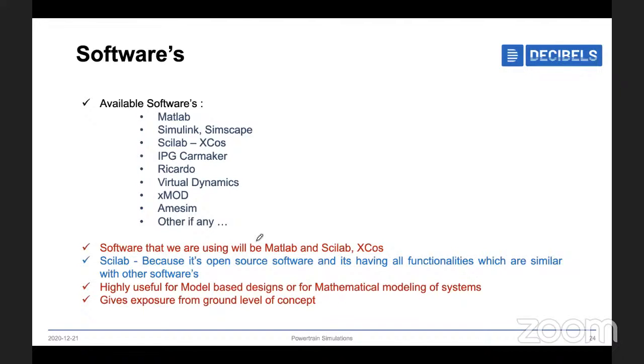The next software is Scilab, which has similar properties to MATLAB. Scilab is a free open source software, and it has all functionalities which are very similar to other softwares like MATLAB. Apart from this, we have IPG CarMaker, Ricardo, Virtual Dynamics, Xmod, MSIM, and we have some other softwares also. But if you really want to understand model based designs or mathematical modeling, then you have to go with either MATLAB or Scilab.